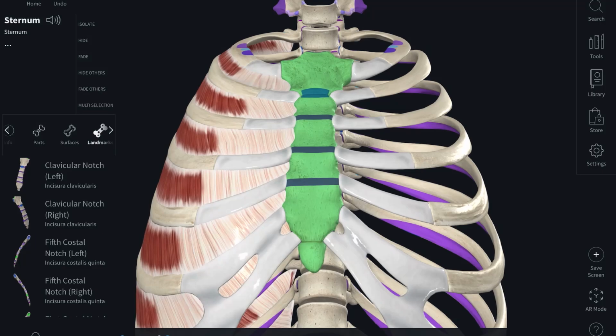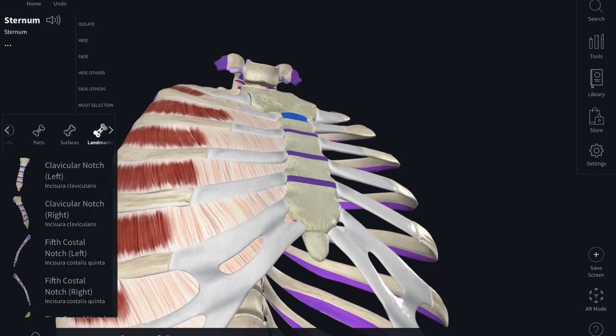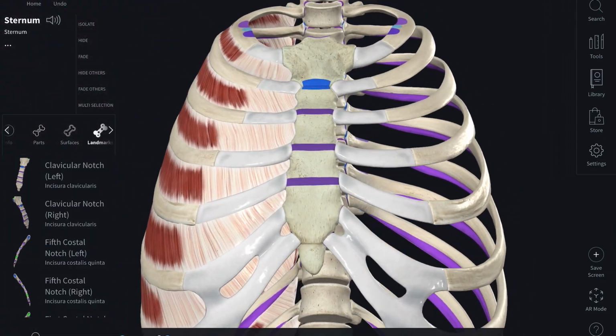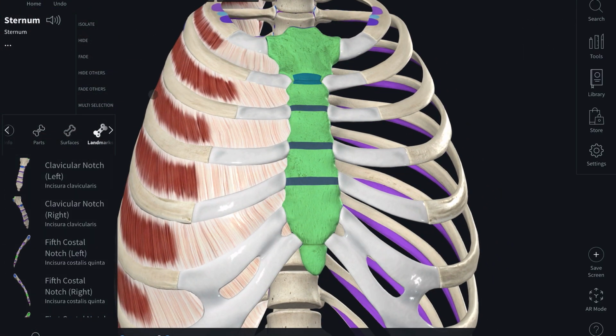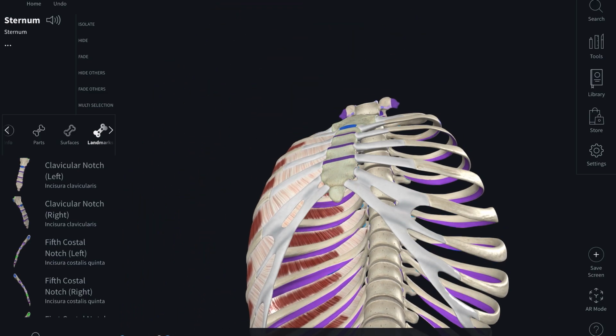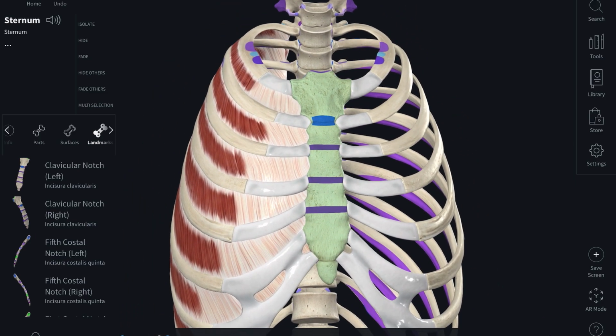Hey everyone, in this video we're going to cover the bony landmarks, really, of the thorax. And hopefully you'll have a better understanding of these muscles right here, sitting between the ribs. But let's go ahead and dive in and get started.